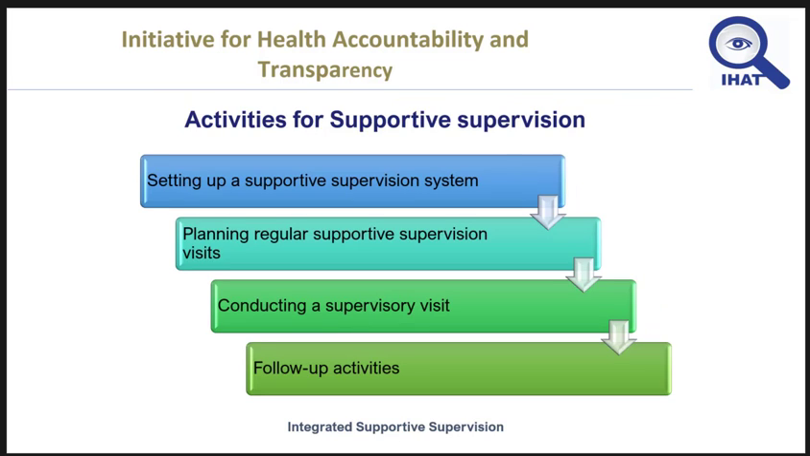Here are some of the activities involved in supportive supervision. First is the setting up of a supportive supervision system. In setting up the supportive supervision system, there are 3 main R's for an effective supportive supervision system to be set up. And the first R is right supervisors, that is, getting a core set of supervisors that are well trained on supportive supervision techniques and with updated information and skills on key issues, that is, areas of supervision.